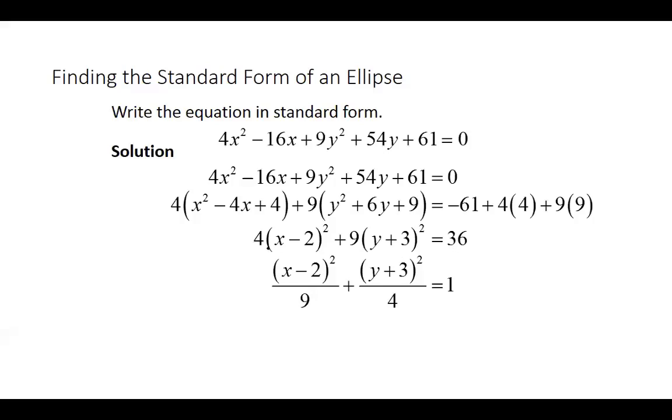As you can see, once we get to this point, we divide each term by 36, and we can see this is the general equation of the ellipse. So the center would be at 2 and -3, and the vertices would be 2 plus and minus 3 and -3. So it would be 5, -3, and -1, -3.